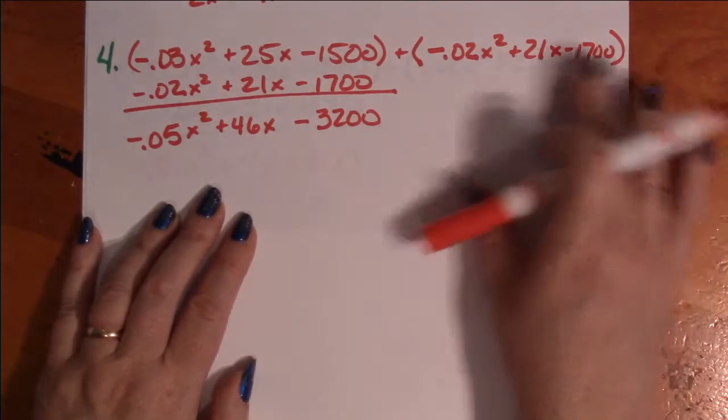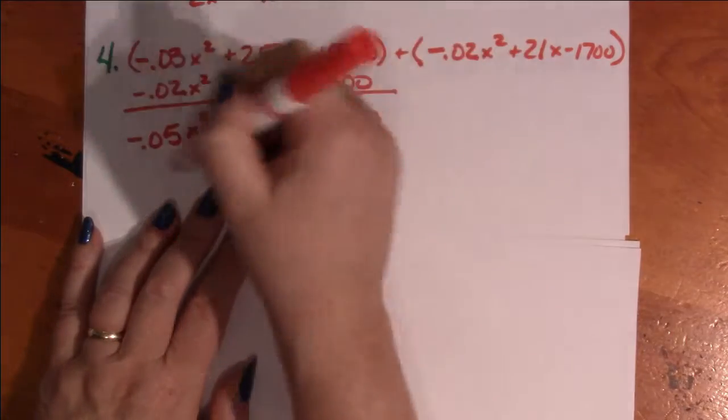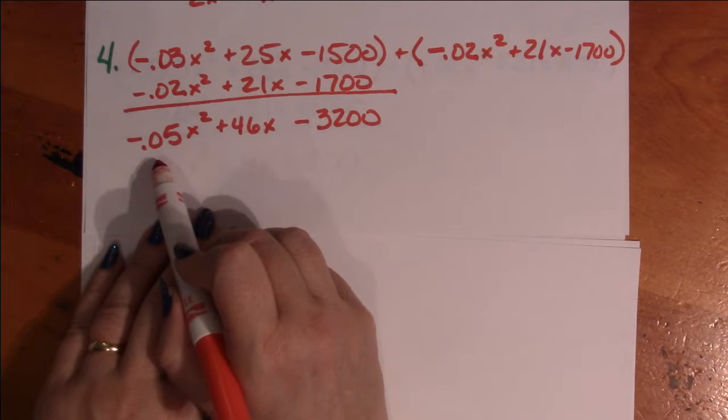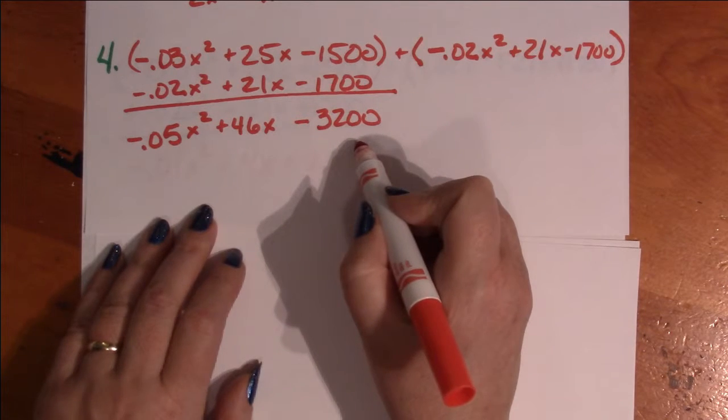So here, and again, because they're big, I've rewritten it so that they're lined up. And when you combine these and add them together, you get negative 0.05x squared plus 46x minus 3200.